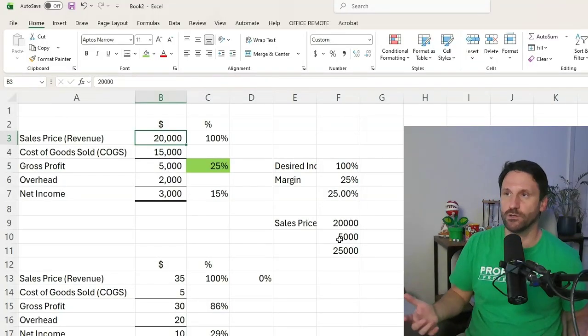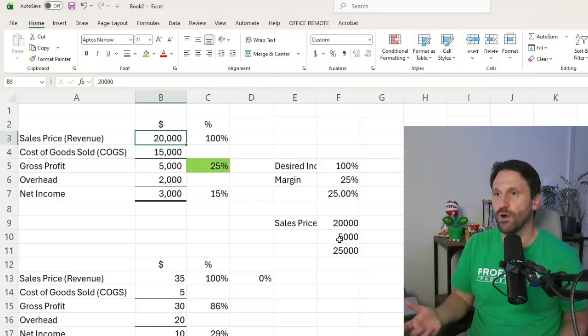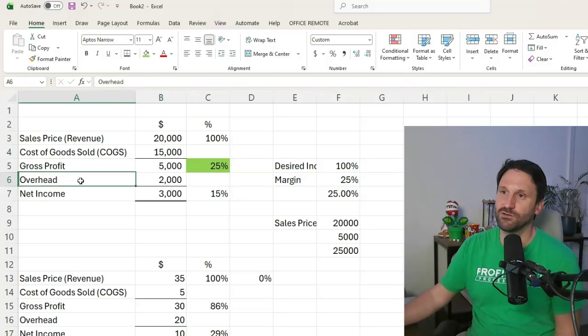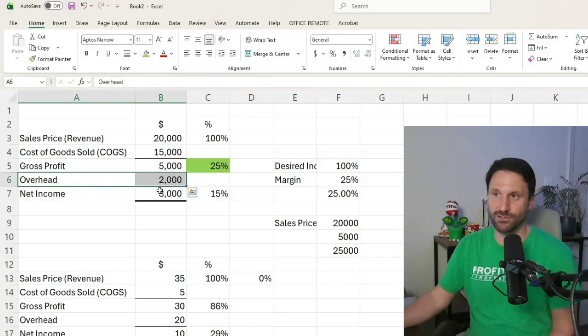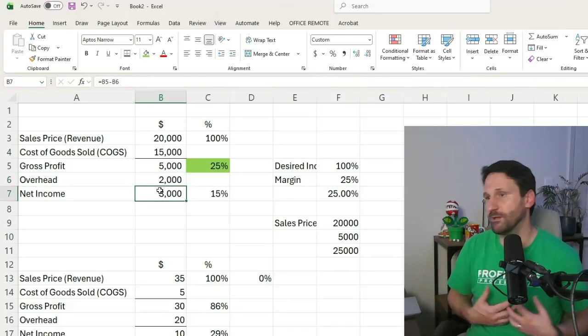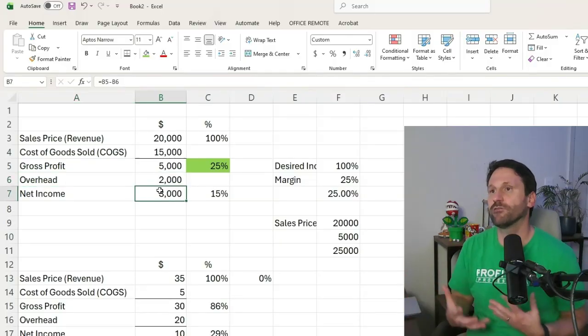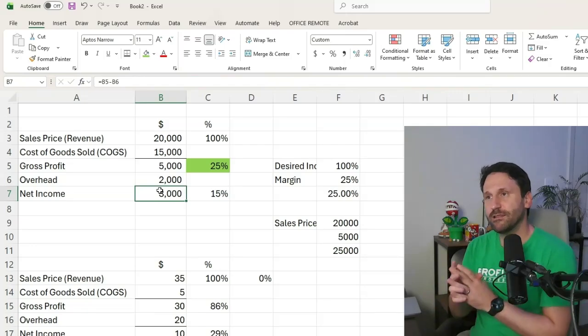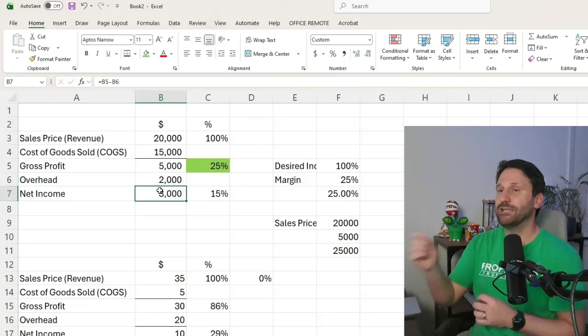How would you increase your volume? Well, you might have to invest in more ads. But if you do that, that's going to increase your overhead. And so then that might affect your net income. Maybe you need to change your lead flow. Maybe you need to change your freebie that you give out or whatever it is. But just know that any lever you pull might change something else.